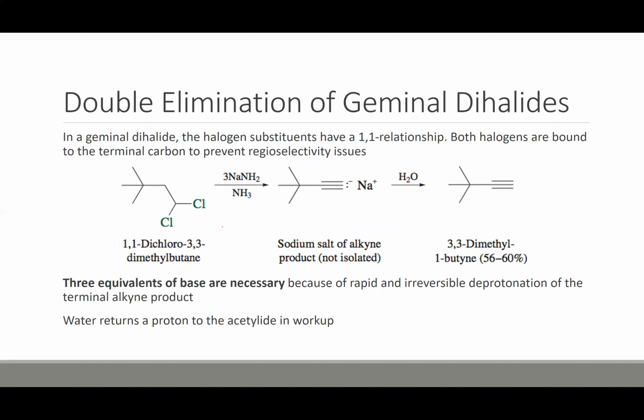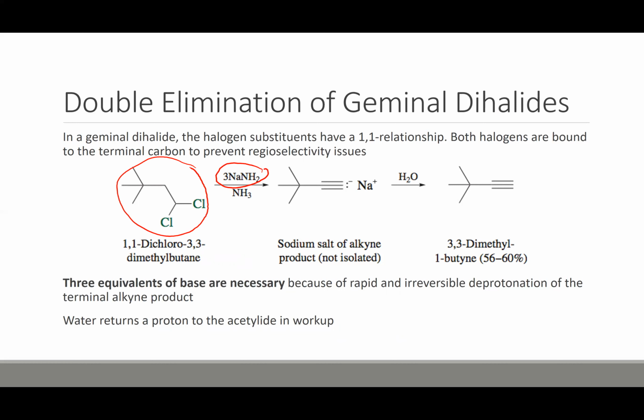When you make an elimination reaction using a geminal dihalide, both of these halogens, again, are bound to the same carbon. In this case, normally the terminal carbon of a final terminal triple bond, and they are then reacted with 3 equivalents of base. This is key. You actually need 3 per one starting molecule to make your final product.